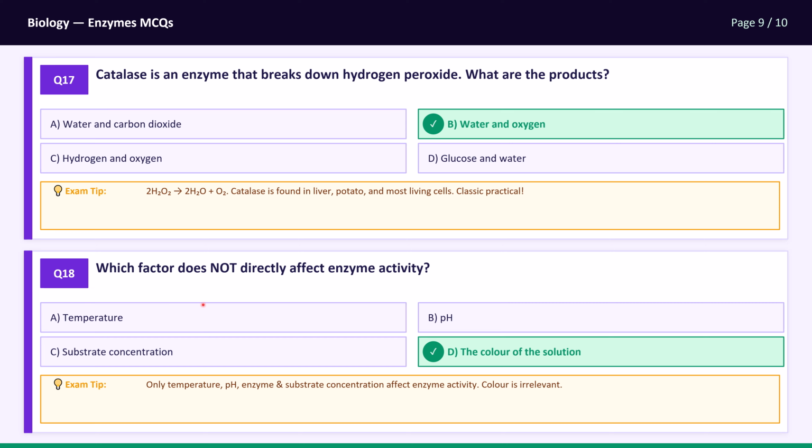Question 18. Which factor does not directly affect enzyme activity? Option A, temperature. Option B, pH. Option C, substrate concentration. Option D, the color of the solution. And the correct option is option D, color of the solution. Exam tip: only temperature, pH, enzyme and substrate concentration affect enzyme activity. Color is irrelevant.